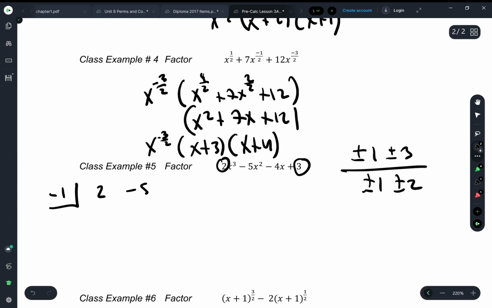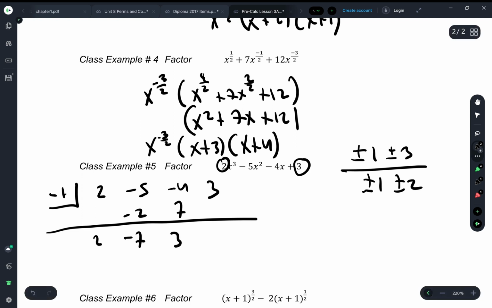If you forgot the synthetic division, if it's been a while, we'll refresh that here. So here's just the synthetic division. You drop the 2, you multiply, that's a -2. Add, -7. Multiply, 7. Add, 3. Multiply, -3. That means it is a factor, getting a 0. So if it's -1 to 0, that means that x plus 1 is a factor.